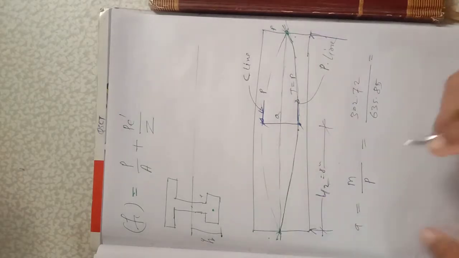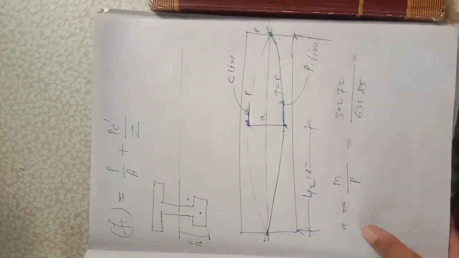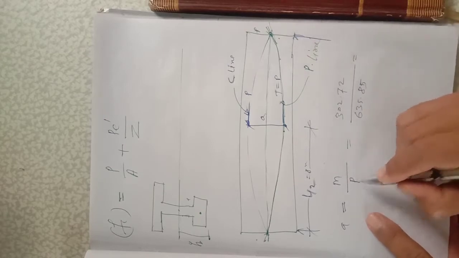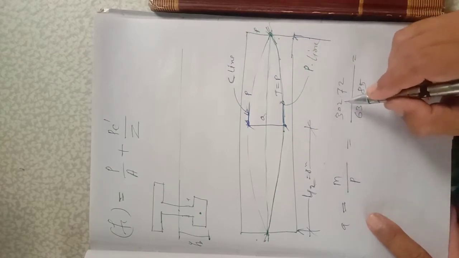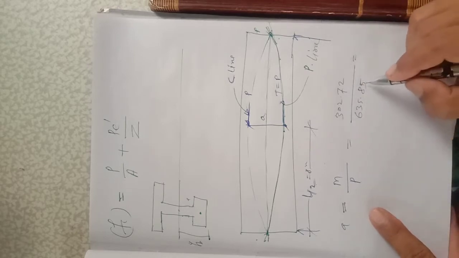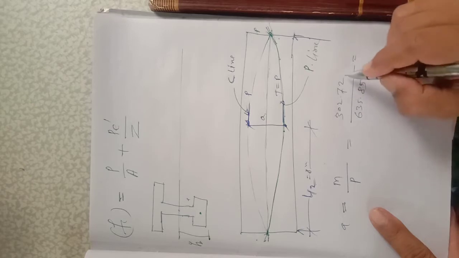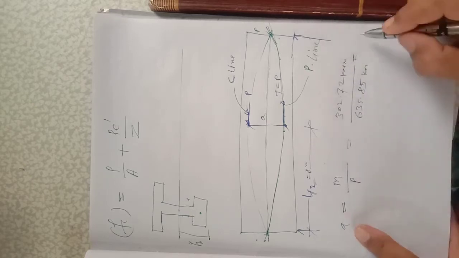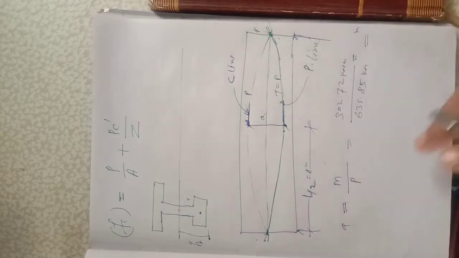चालू. हां, so A is equal to maximum bending moment divided by pre-stressing force. What is the maximum bending moment? 302.72. And what is the pre-stressing force? It is 635.85. This is in kilonewton and this is in kilonewton meter. Okay, so we get the answer A in meter, or convert it into mm.